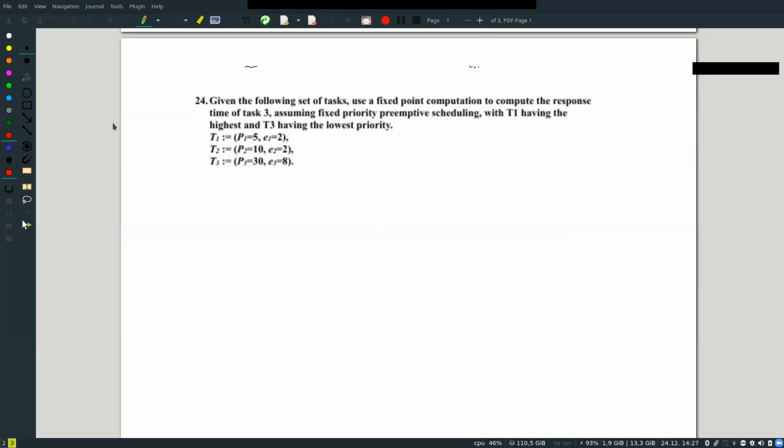And that is that the response time R of a task i, where n here is the iteration and i is the task number, is equal to the execution time of that task plus the sum over all tasks with a higher priority. So HP, this is higher priority, so all tasks in hp(i).